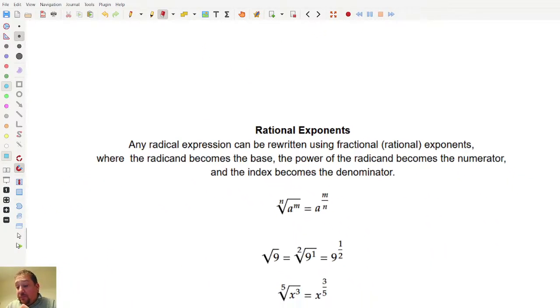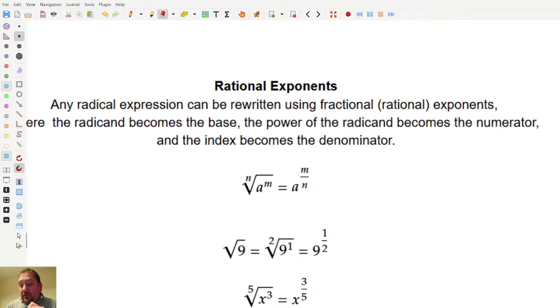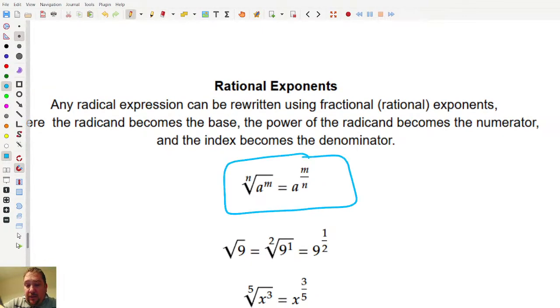It's the last part of the lesson. Rational exponents. Any root, square root, cube root, fourth root, any root can always be written as a fractional exponent. So this is a must know, okay? Where the index, vocab word from earlier, becomes the denominator. The radicand, the inside part, becomes the base, and that exponent right there becomes the numerator of the fraction.